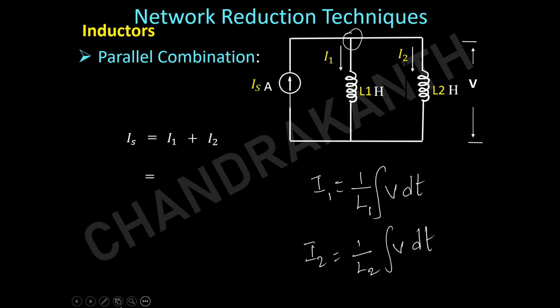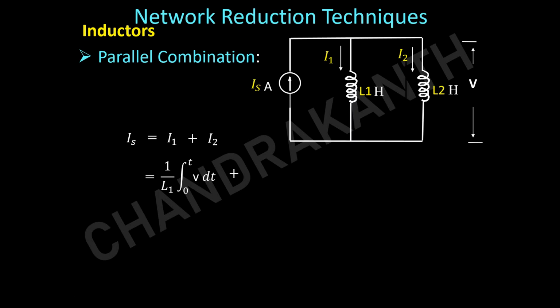So now let us write the equations. Your I1 becomes 1 by L1 integral 0 to t V dt, and your I2 becomes 1 by L2 integral 0 to t V dt.